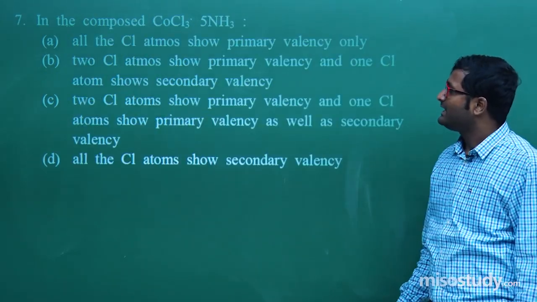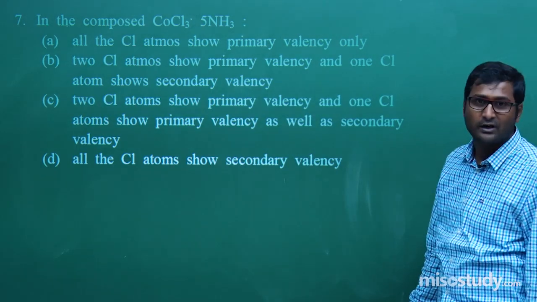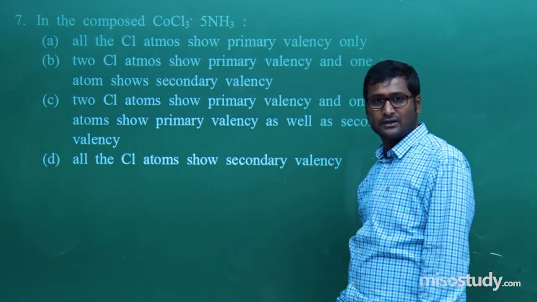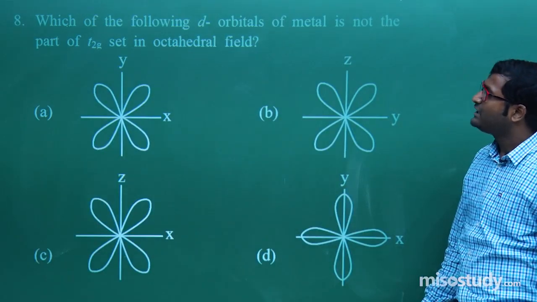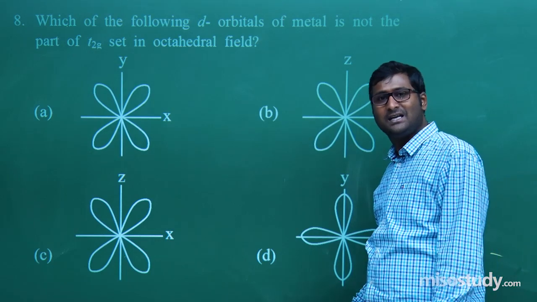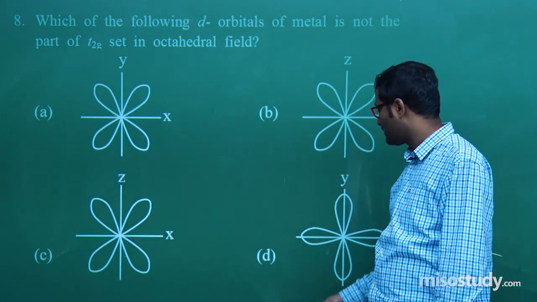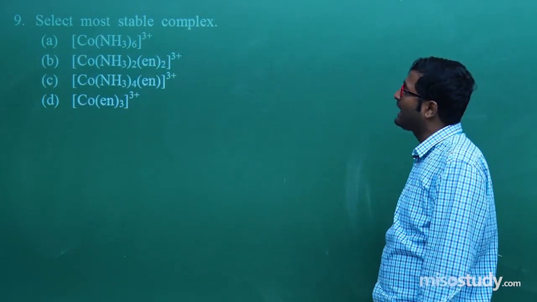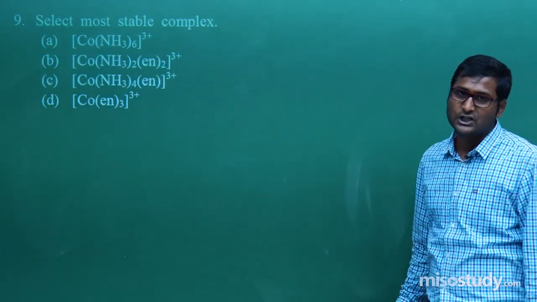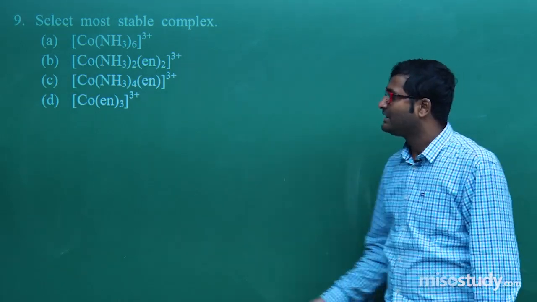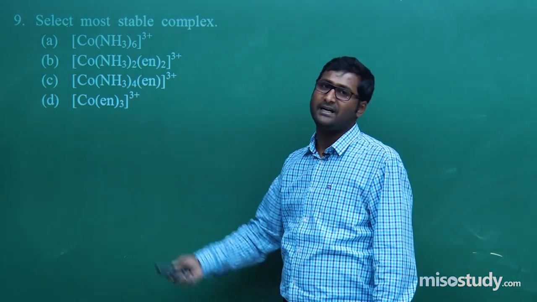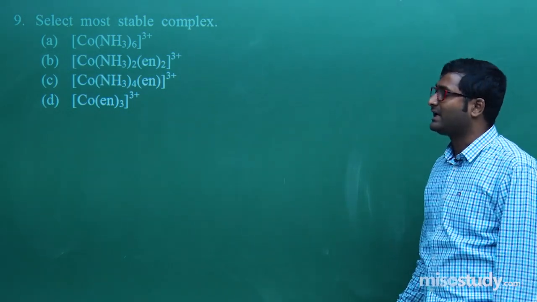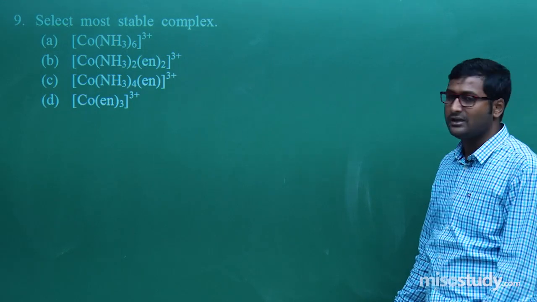For question number 6, in the complex of Co(NH3)... Cl3, Werner's theory, I have discussed the same example. So in this case, C is the correct option. Now question number 8, t2g contains dxy, dyz and dxz, not dx square minus y square. So for this, D is the correct option. Now let's move to question number 9. Stable complex: the more the chelation, the more the stability. In this case, there are 3 bidentate ligands and it will form a ring structure. Due to this reason, D is the correct option, and that is Co(en)3 3+ forms a stable complex.